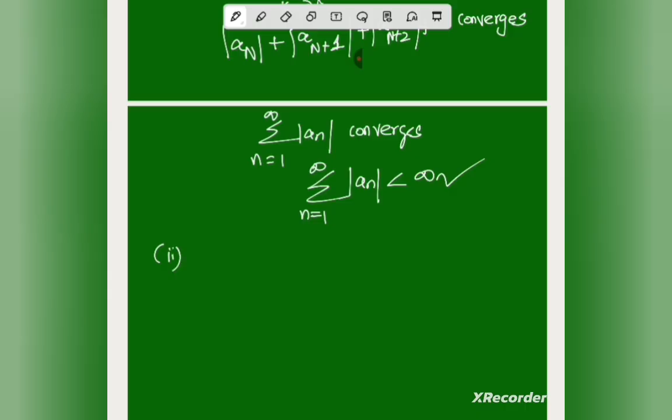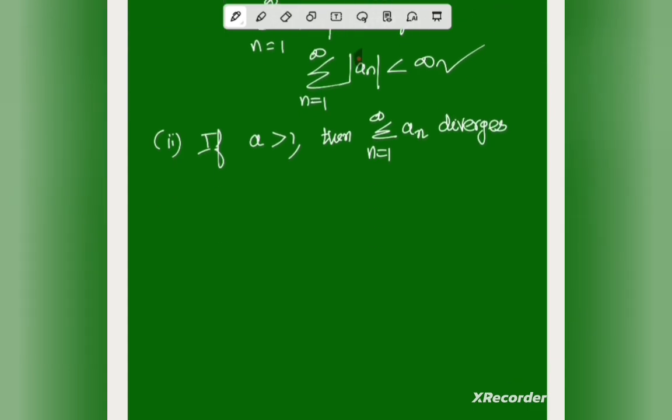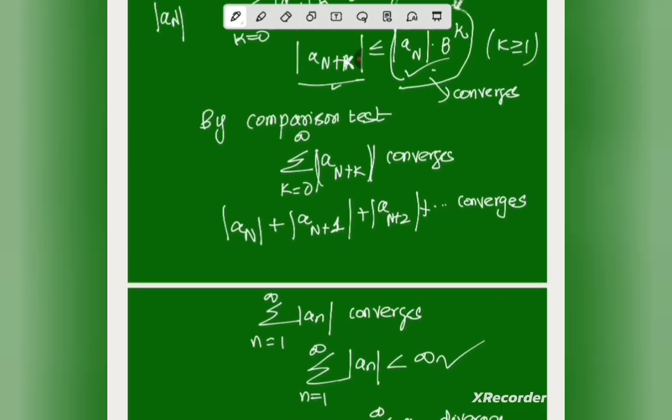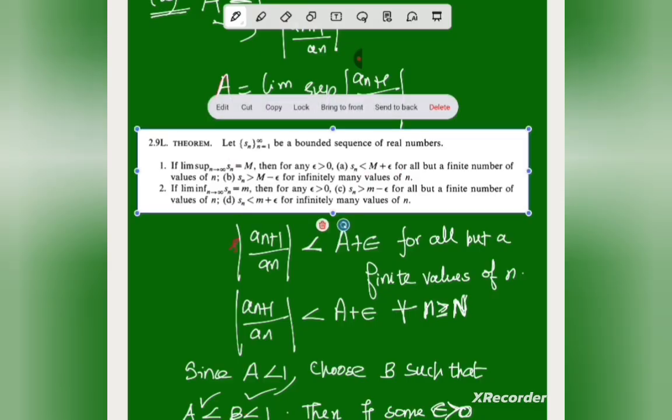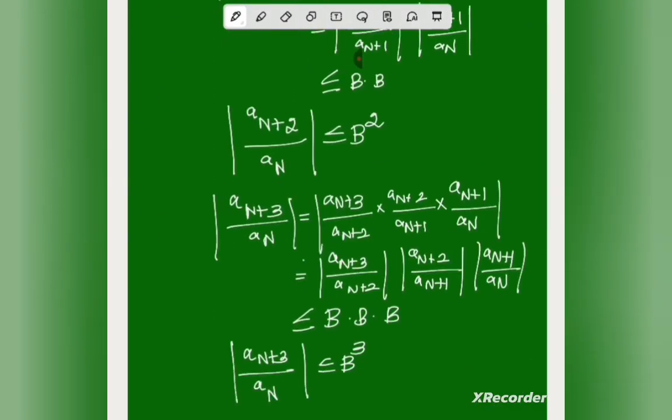What does the second result say? We have to prove that if small a is greater than 1, then summation n equal to 1 to infinity a_n diverges, right? So how shall we prove this? For this, I'm going to apply the same theorem again.